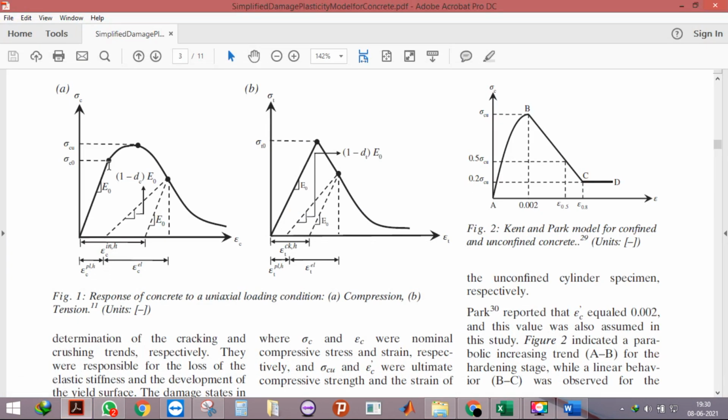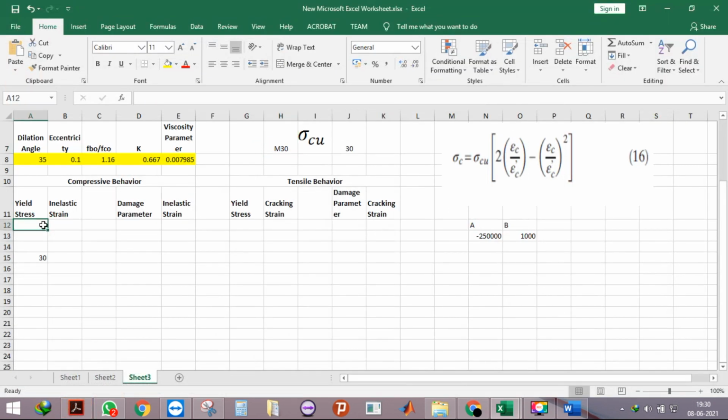Let us consider here the ultimate stress 30. Yield stress will be 0.5 times the ultimate stress. First we need to enter the yield stress, and the first point will be my yield stress. Up to yield stress my strain is elastic, and after that I'll have inelastic strain. So let us take any interval up to 30.